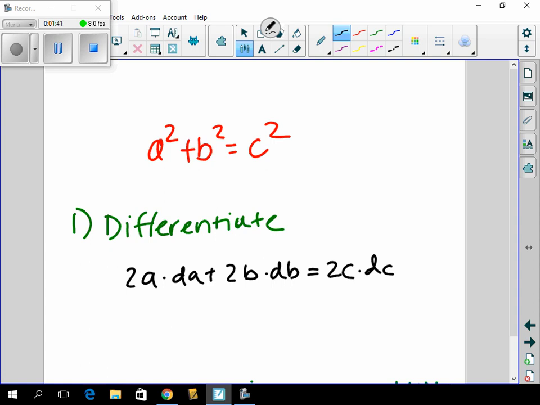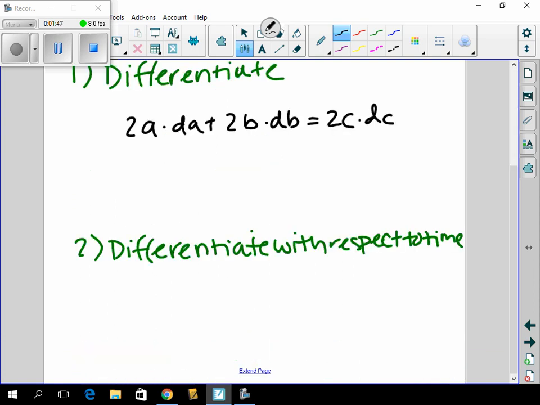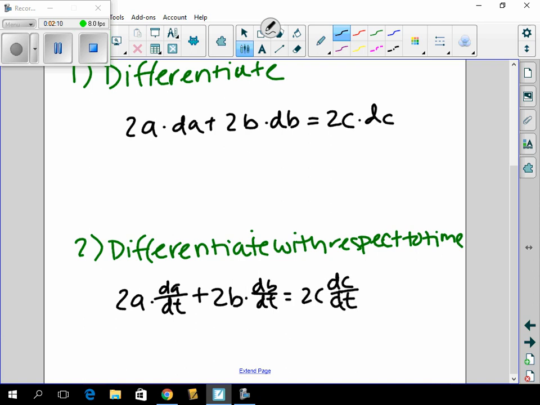But below, this second question is asking us to differentiate with respect to time. So this is how we're going to be dealing with a lot of our related rates. So if I wanted to differentiate everything with respect to time, this would look like 2a times the derivative of a with respect to time, plus 2b times the derivative of b with respect to time. And again, 2c times the derivative of c with respect to time. So I'm just taking each thing and implicitly differentiating it. Instead of with respect to nothing, it's with respect to time.